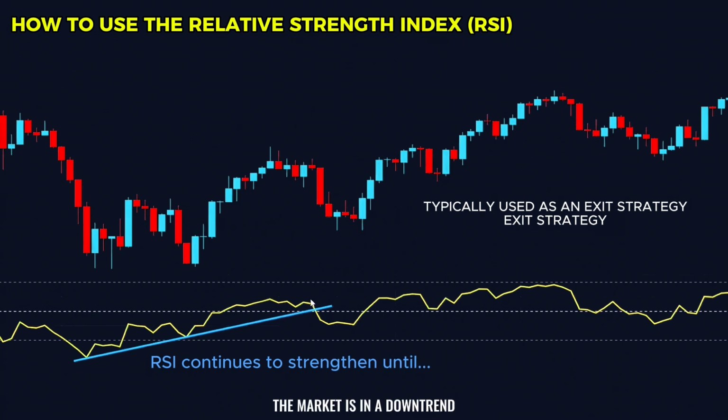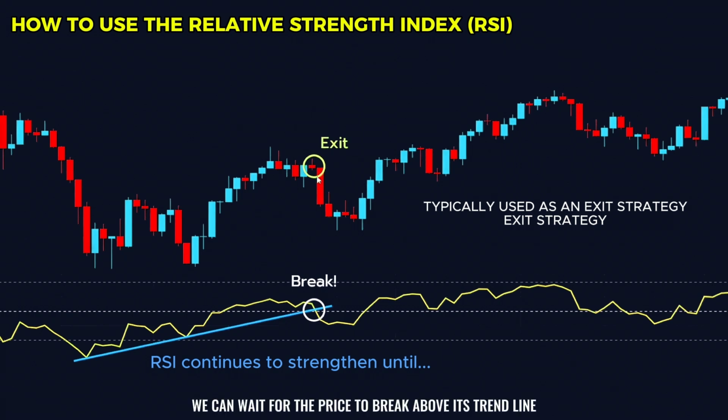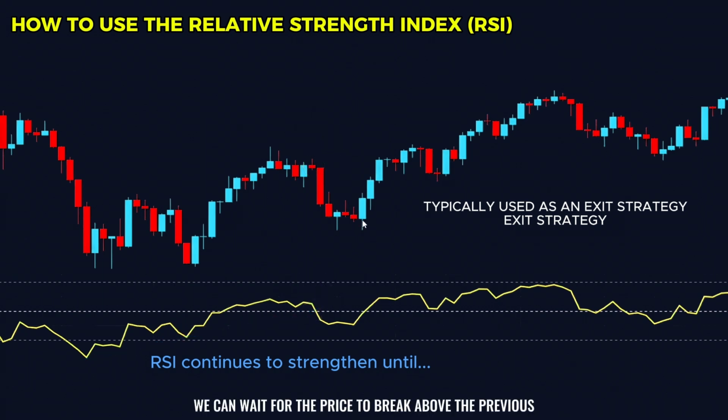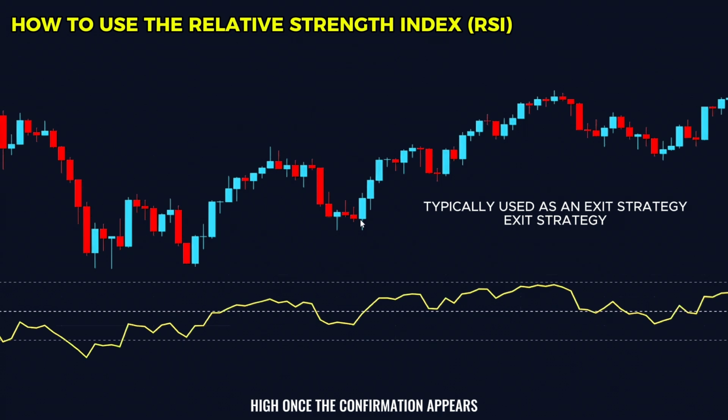The market is in a downtrend. This time, we connect the lower highs on the RSI to form a trend line. As long as the RSI stays below the trend line, bearish momentum remains strong. Eventually, the RSI breaks above the trend line. This tells us that bearish momentum is weakening. Again, we wait for confirmation from the price. We can wait for the price to break above its trend line, or we can wait for the price to break above the previous high. Once the confirmation appears, we can prepare to open a buy trade.